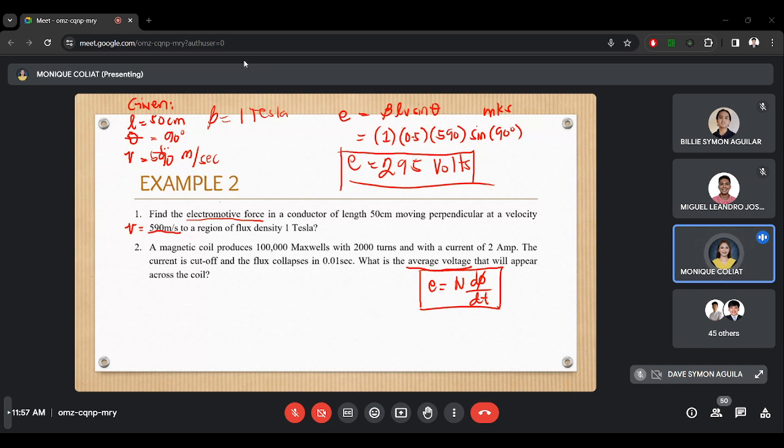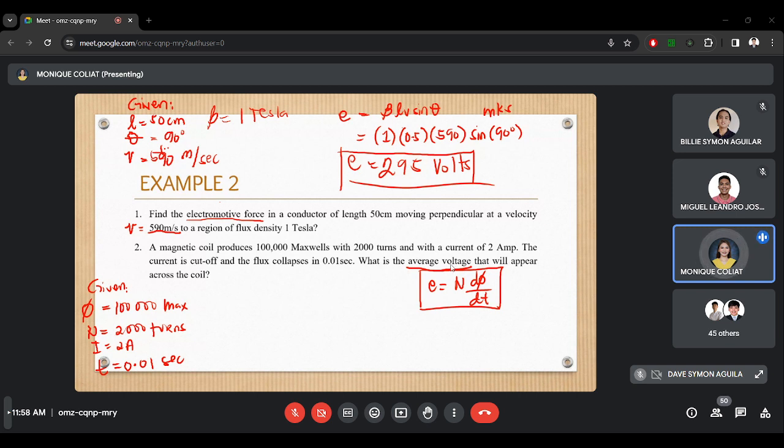Ano yung initial? So, let's get all the given parameters. 100,000 Maxwell, ano yun? Di ba flux yun? Naka-Maxwell. Meron tayong N which is 2,000 turns. Current natin, 2 ampere. Current is cut off and the flux collapses in 0.01 seconds. What is the average voltage that will appear across the coil?